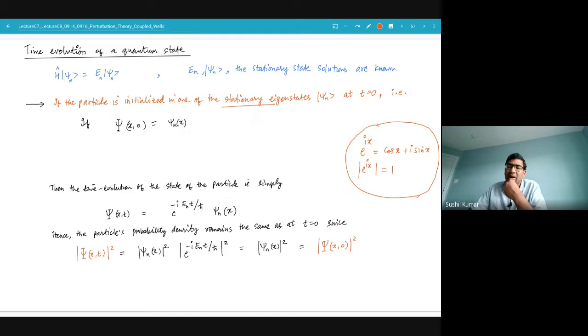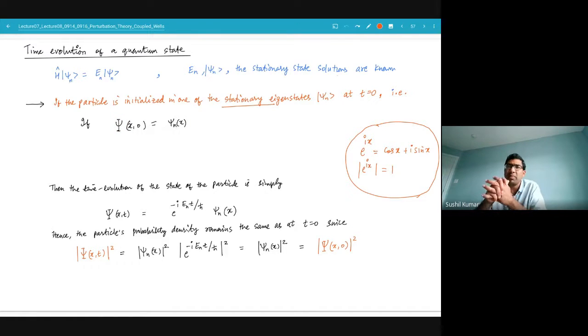Anybody knows what will happen mathematically? If I had this capital Psi(x, 0) as small psi 1(x) plus psi 2(x), which means the first state plus the second state, and that's what's going to happen with time.